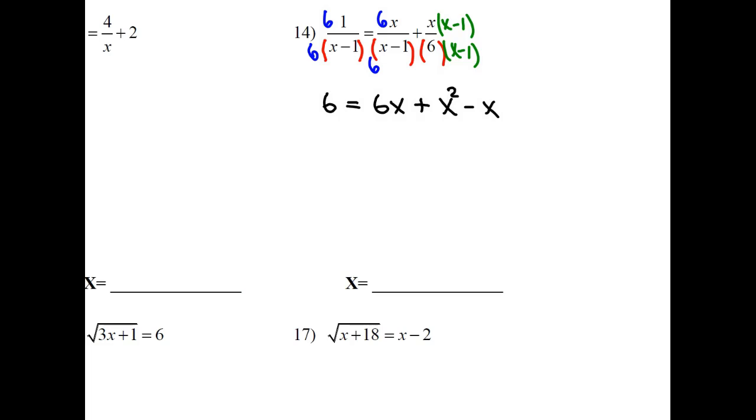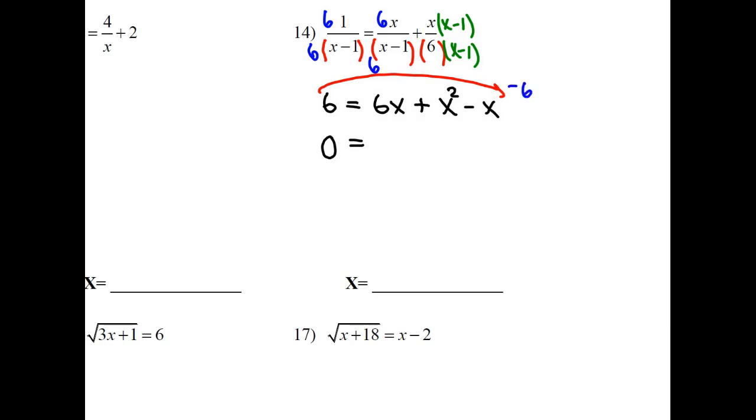Now this is a quadratic, so how do we solve quadratic equations? Fast Eddie, do you know that? We always set them equal to what? 0. Okay, so I need to move that 6 over here. What happens when I move it over? It changes signs, right? So it goes from positive 6 to negative 6 over here.